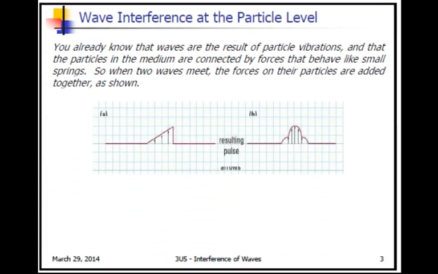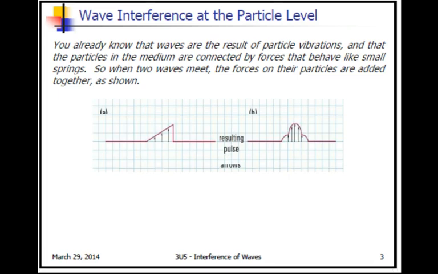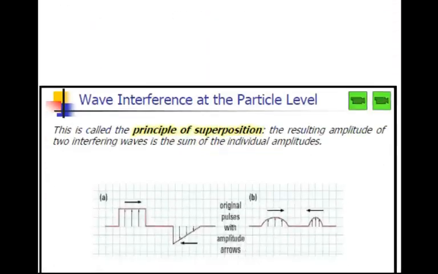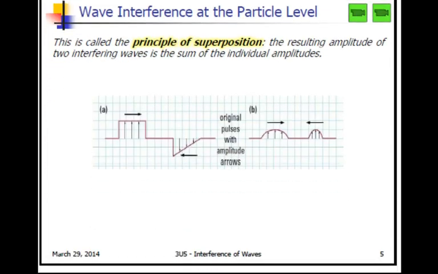So let's observe this interference looking at just one or two waves at a time. It'll be a bit easier to understand. And let's talk about what wave interference is at the particle level. You already know that waves are a result of particle vibrations, and that the particles in the medium are connected by forces that behave like small springs. So when two waves meet, the forces of their particles are added together. This is better understood by looking at this slide first.